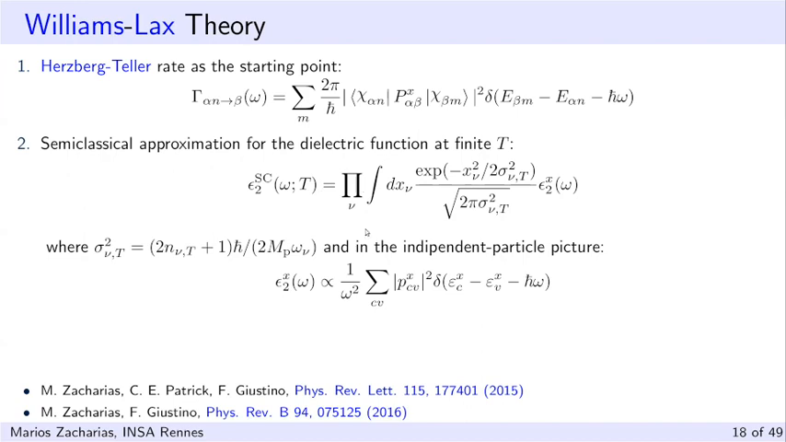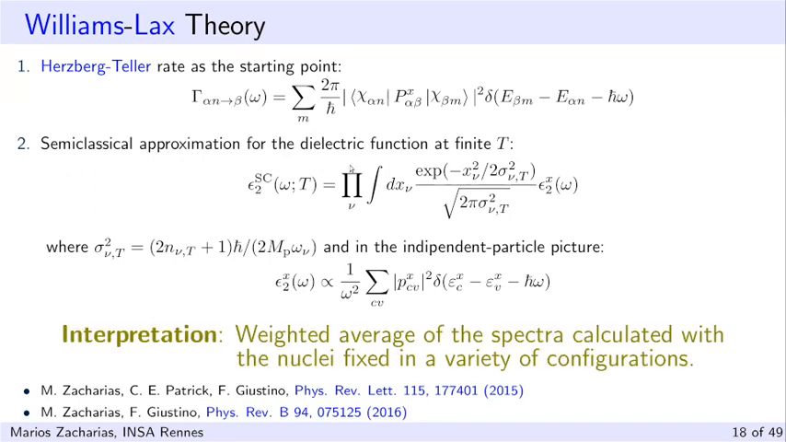In this expression, we can essentially write it as a product of Gaussians, and the product runs over all phonon modes. We need to evaluate the dielectric function for a particular configuration, which is generated by this multivariate Gaussian distribution. Here, the widths of the Gaussians are given by this sigma, the mean square displacement of the atoms along a particular phonon mode. And for simplicity, we use the independent particle approximation to describe the optical absorption. So the interpretation of this Williams-Lax semi-classical expression is that we need to evaluate the spectra as a weighted average with the nuclei fixed in a variety of configurations.